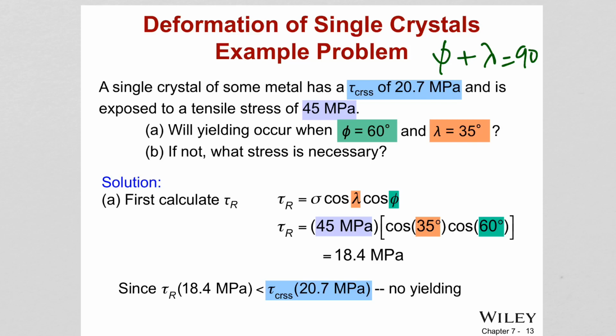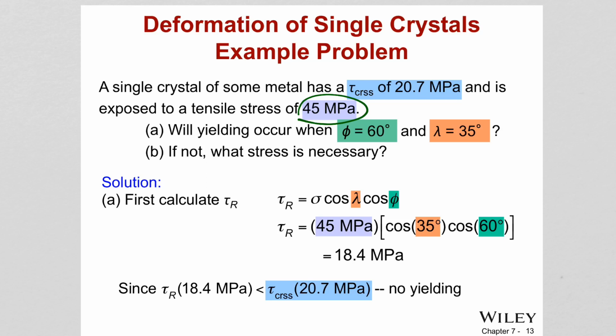Okay, so now we have an example here. There is a single crystal of a metal, and the critical resolved shear stress is 20.7. And what we are exposing the material to is a tensile stress of 45. So will yielding occur when the angles are phi 60 and lambda is 35? If not, what stress is necessary?